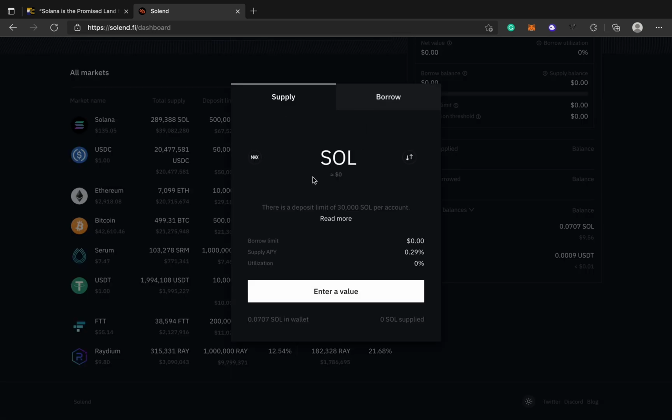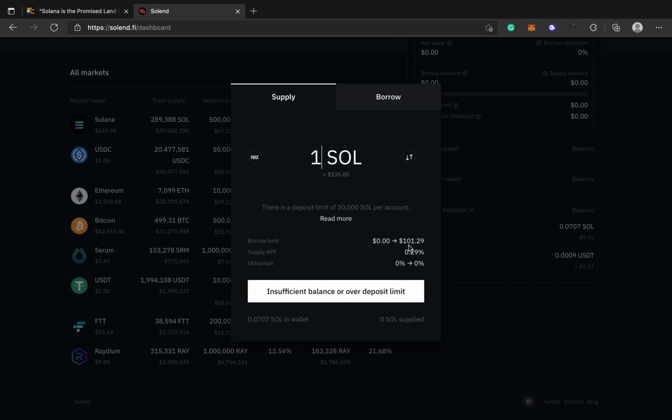So say for example I wanted to deposit 1 Solana. I don't have up to that. It says insufficient balance. But let's say I wanted to deposit 1 Solana. You can see that the value is $135 right now. It could be less later, it could be more, but right now it's $135, meaning that my limit of borrowing is up to $101.